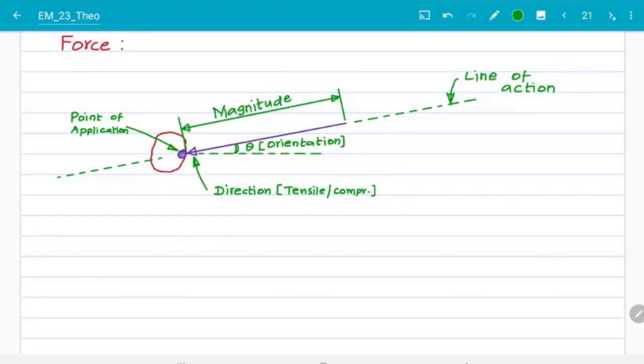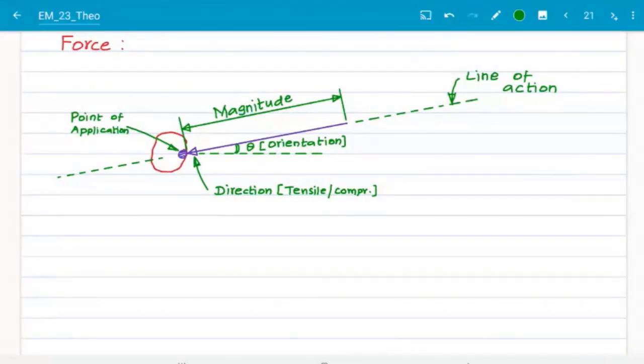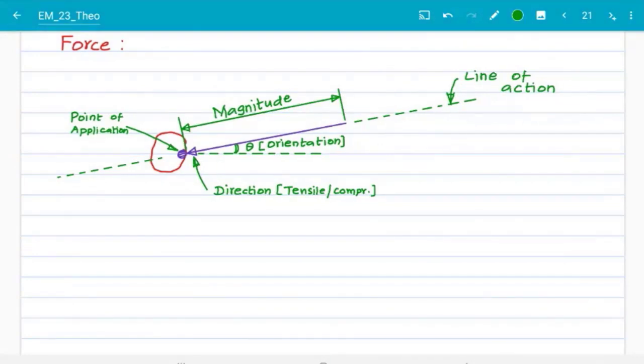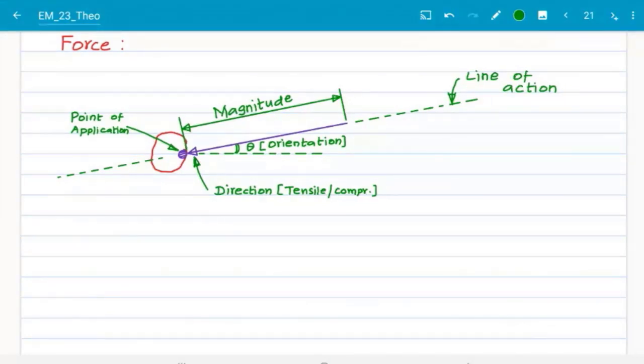See, initially we said that magnitude and direction both are enough. Now tell me, without orientation, without theta, can you do the resolution, resultant, anything? No, no chance, right? So for comfortable calculations, we need all of these five informations: magnitude, direction, orientation, line of action, point of application. All are important for our comfortability. Okay.